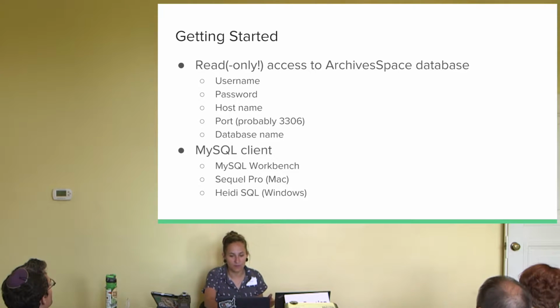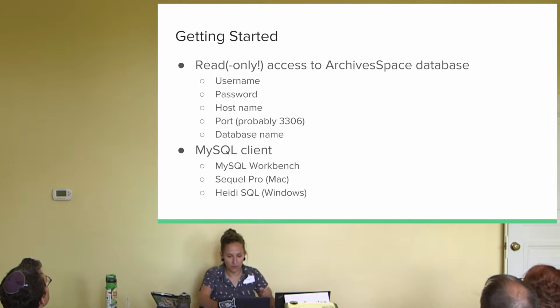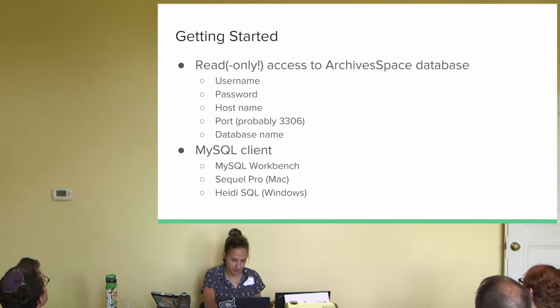So here is SQL Pro. I have my local database here. The host name is this, my username, the password, the database name, and the port. And so you just connect like that and connect to the database. And if you don't do it right, you'll get an error message of some kind.